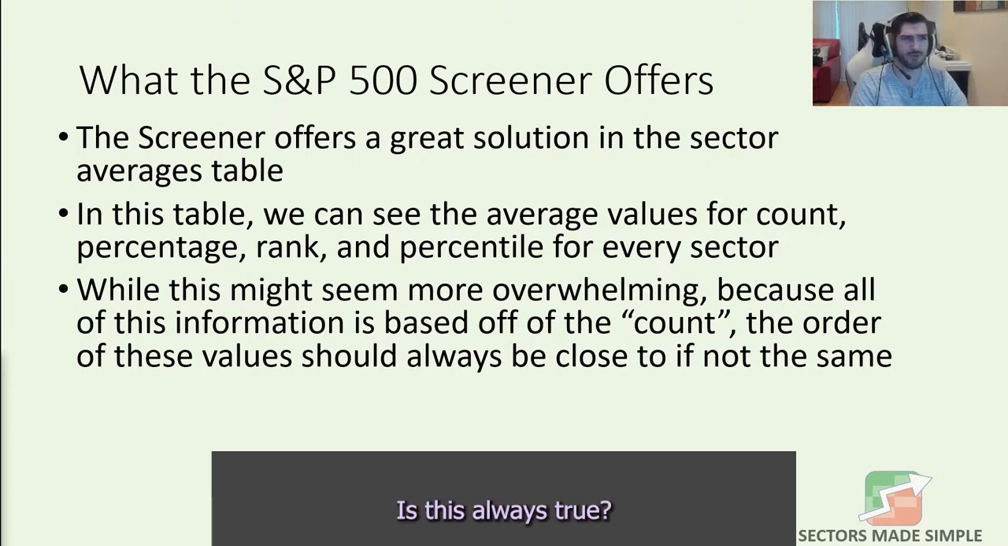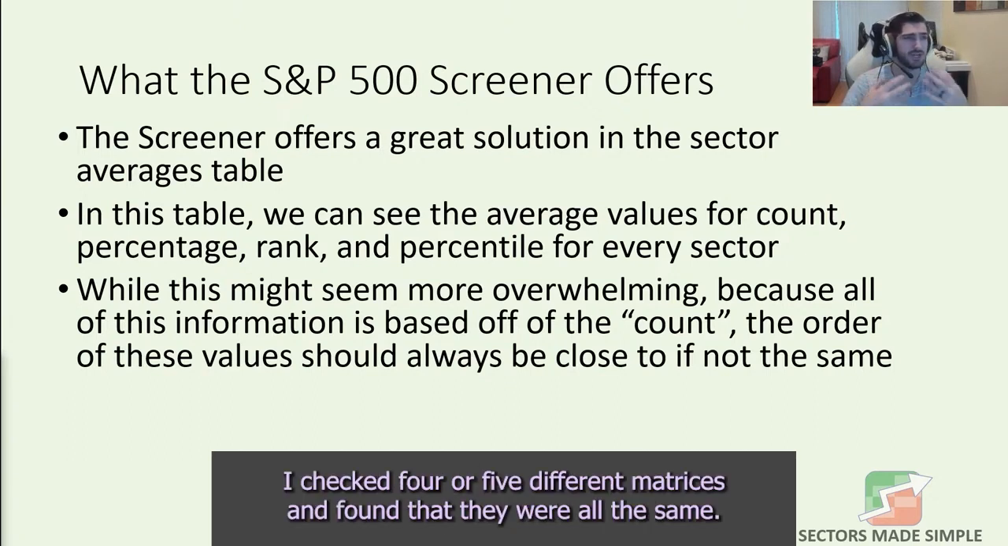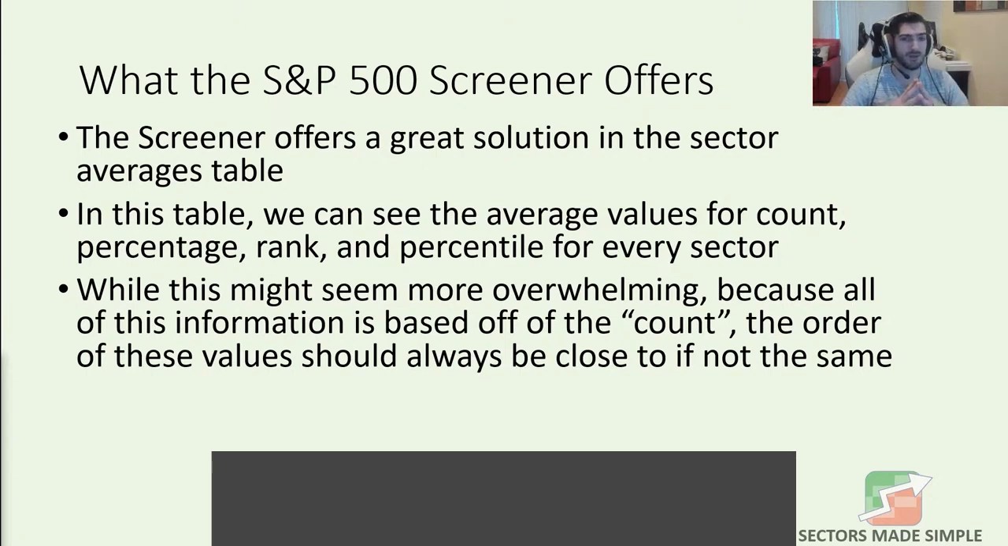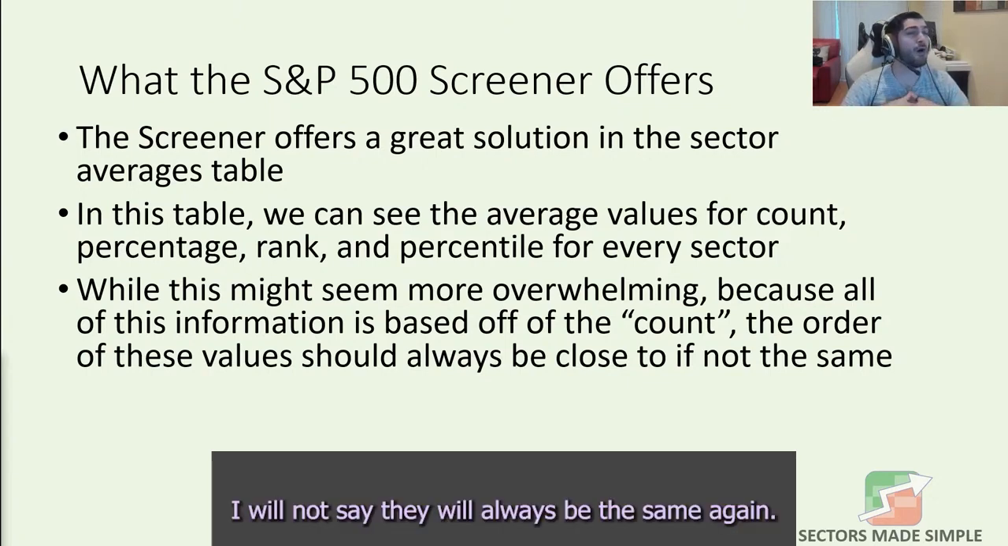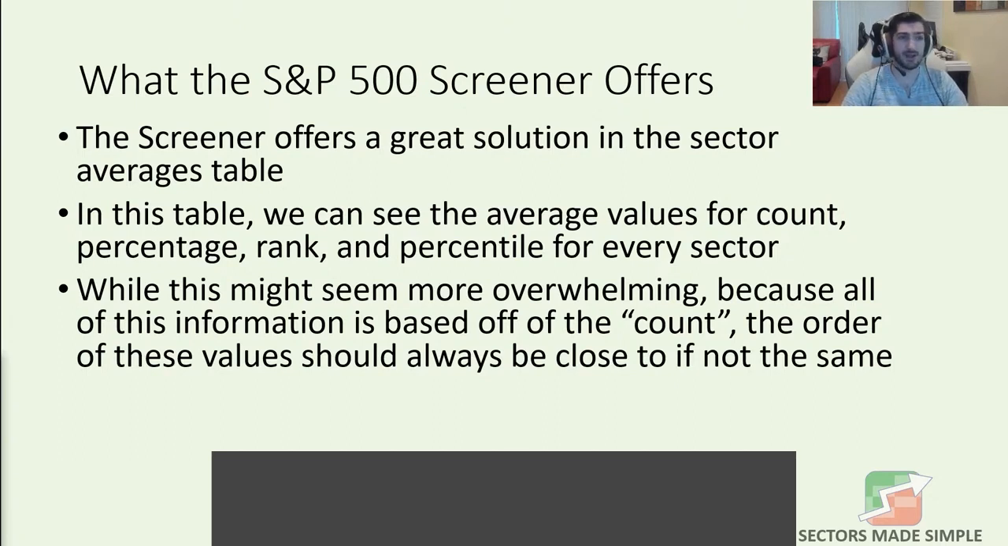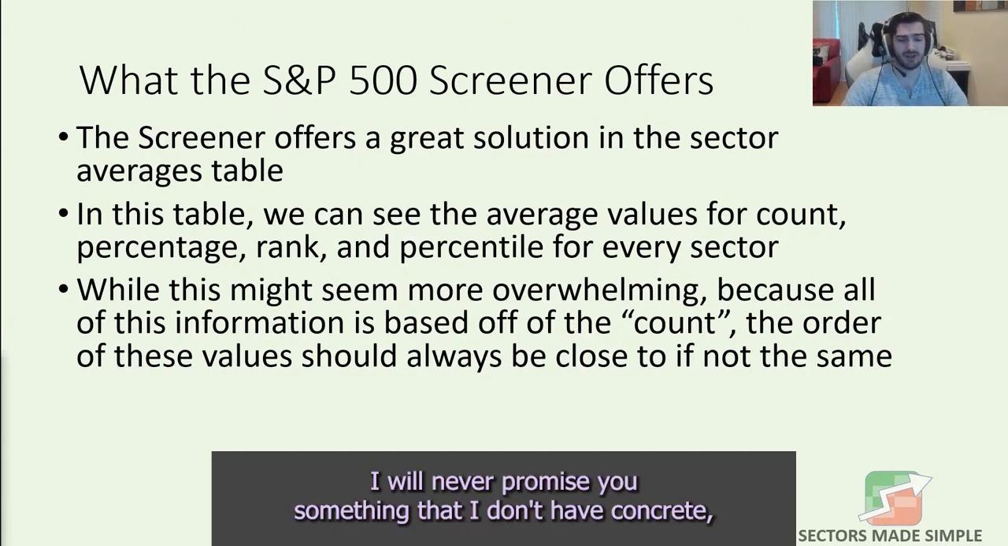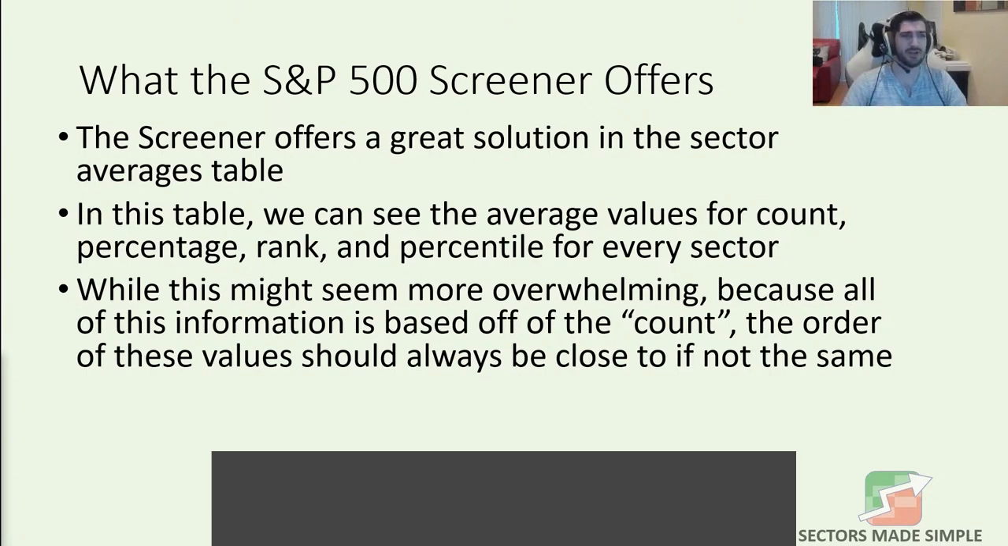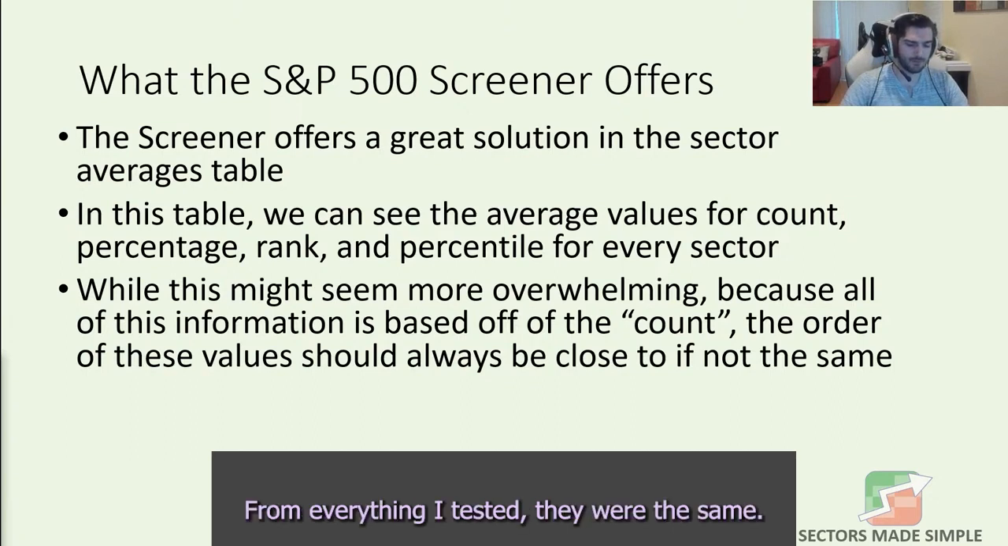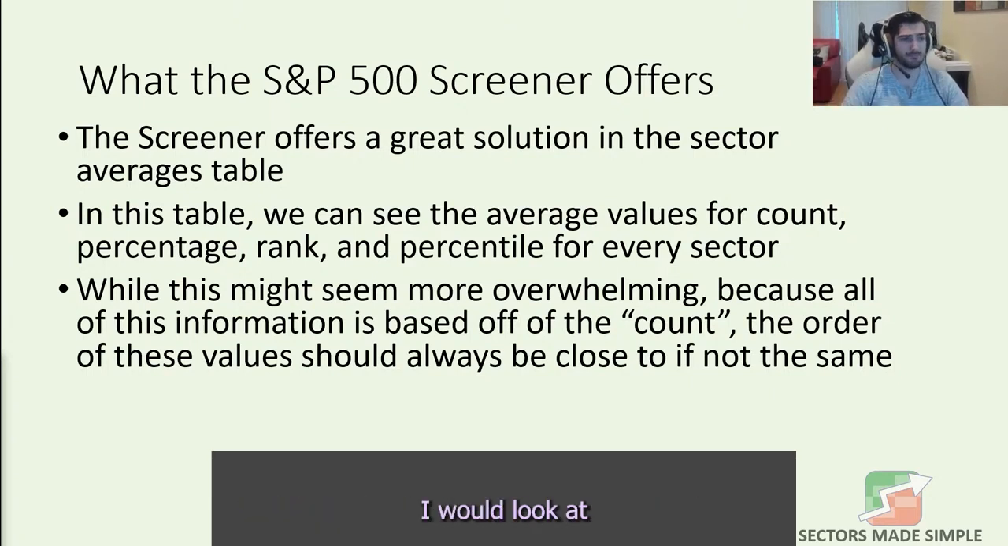Is this always true? I did a sample. I checked 4 or 5 different matrices and found that they were all the same. I will not say they will always be the same. Again, I will never promise you something that I don't have concrete, undeniable data to back up. From everything I tested, they were the same. They are all based on count, and if I had to look at only one, count is the one I would look at.